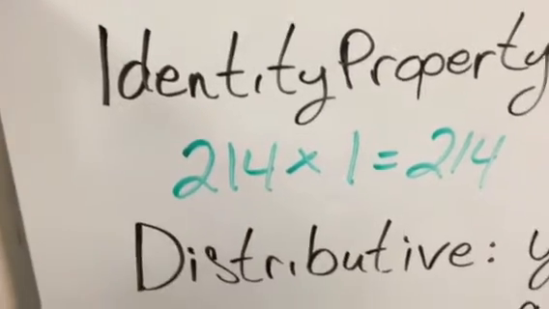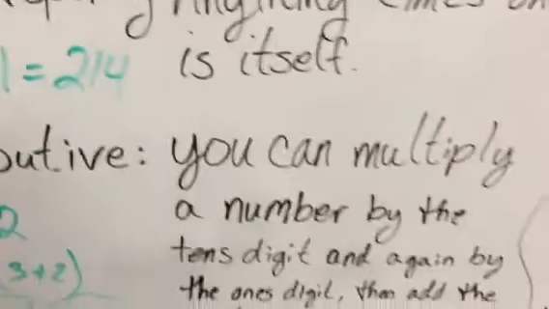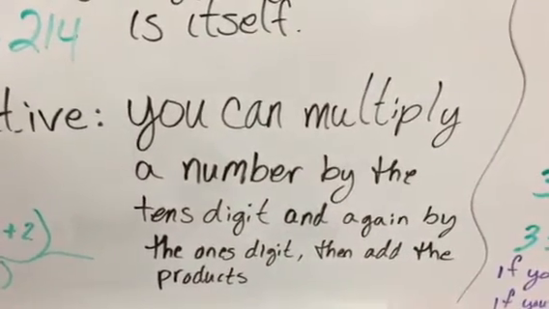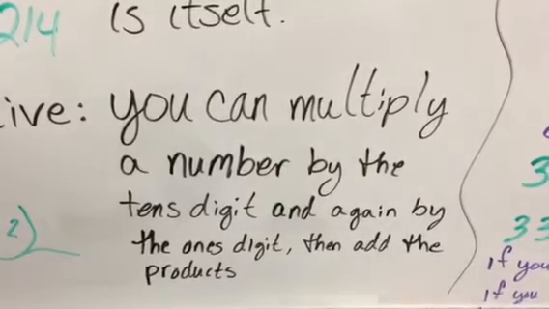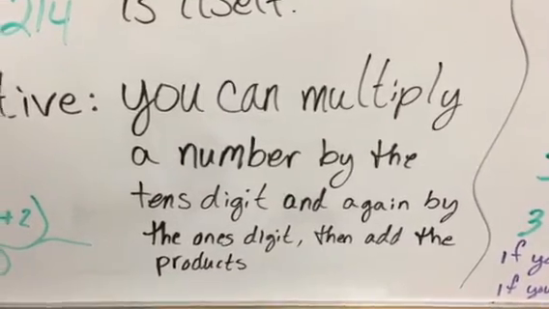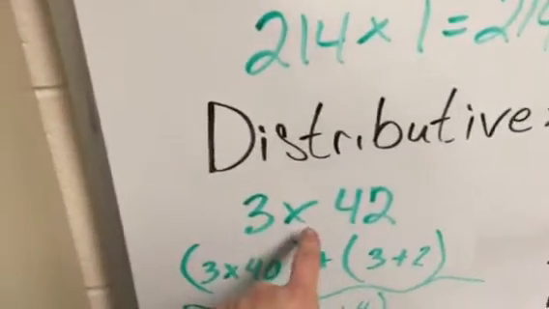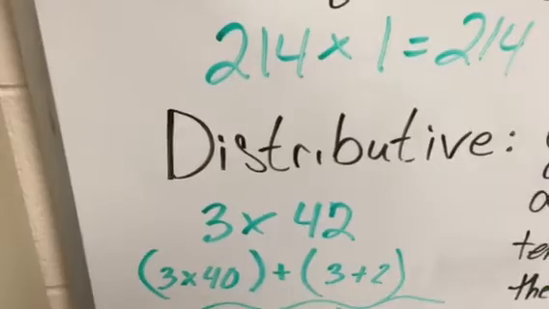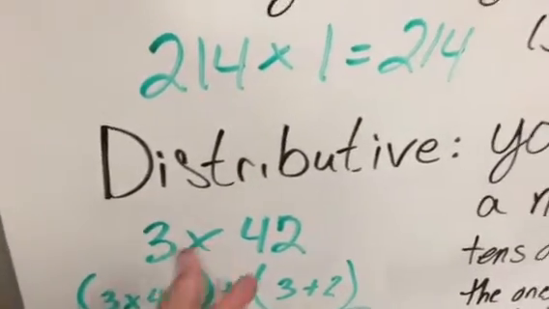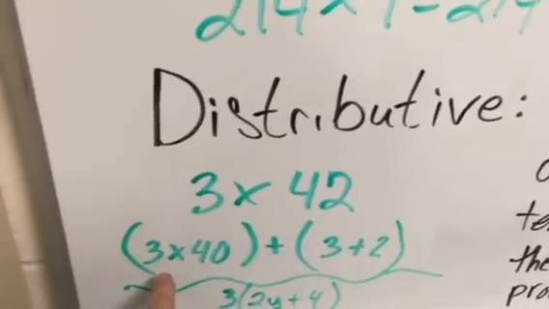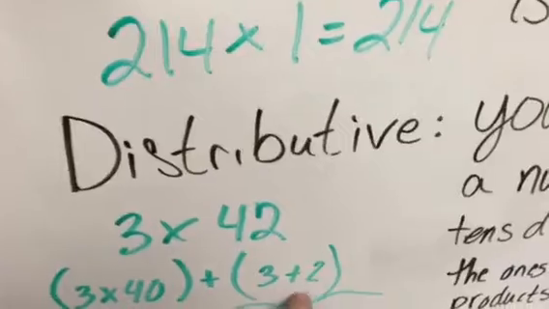And here's the one that gets us a little bit more confused, the distributive property. Really what it does is it allows you to multiply a number by the tens digit and again by the ones digit. And then you just add the products. So let's look at what that looks like. If I have 3 times 42, I can multiply by the tens, and this isn't a 4, this is 4 tens. 4 tens we know is 40, so I can do 3 times 40 plus 3 times 2.